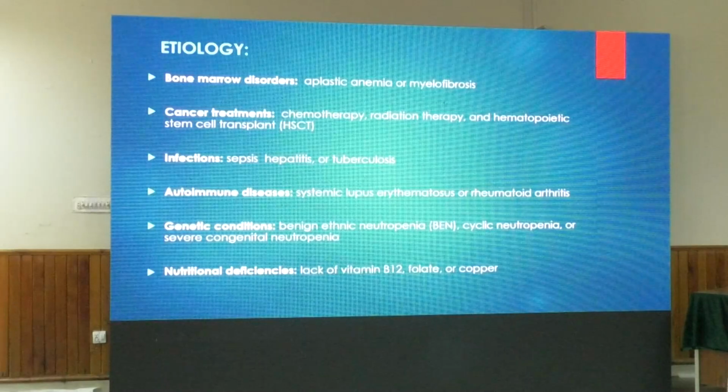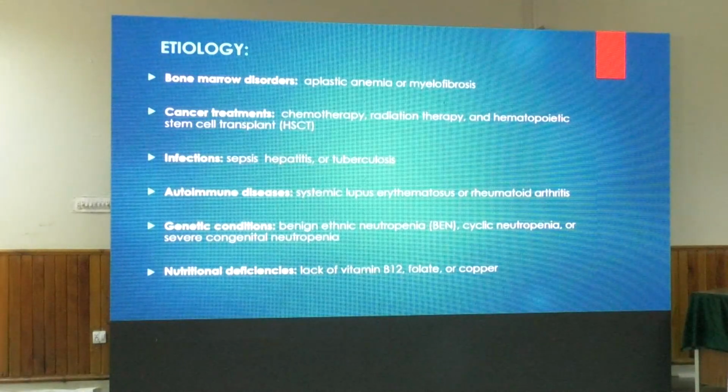The etiology, I won't go into the details, but the prime point is there is suppression of the marrow because of any cause, or it can be associated neutropenia. There is one entity that is called benign neutropenia or cyclic neutropenia. Later on, we will get into these details.